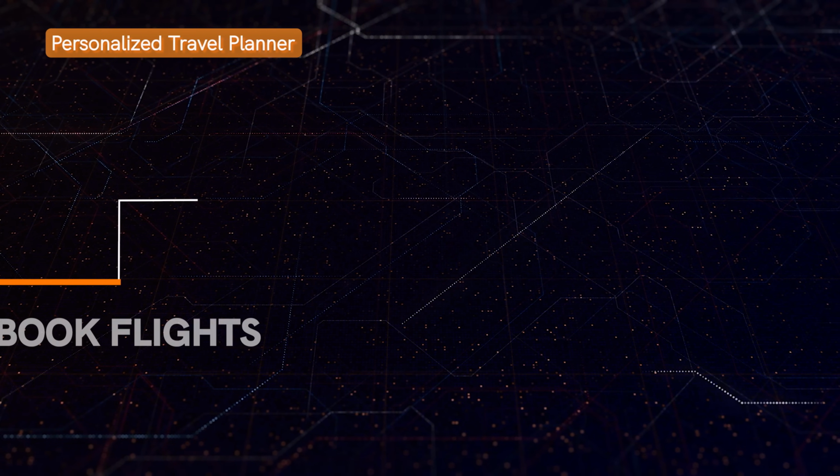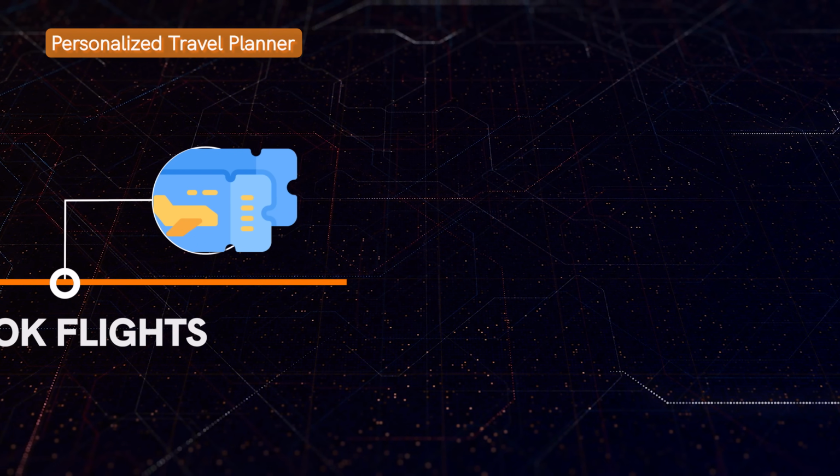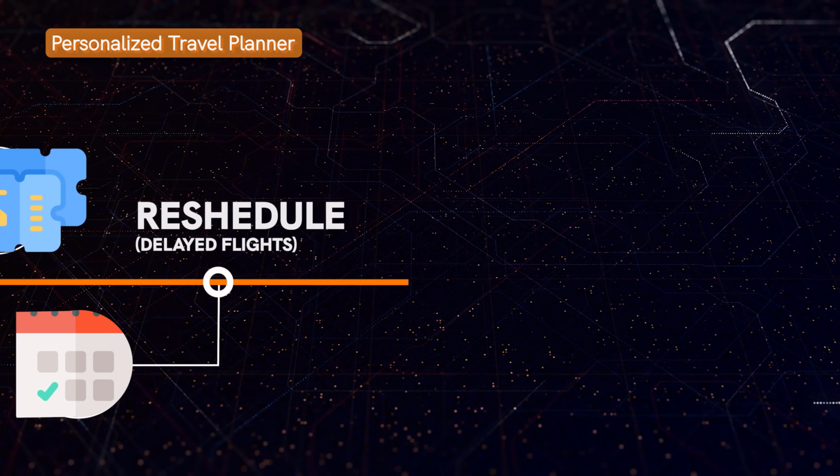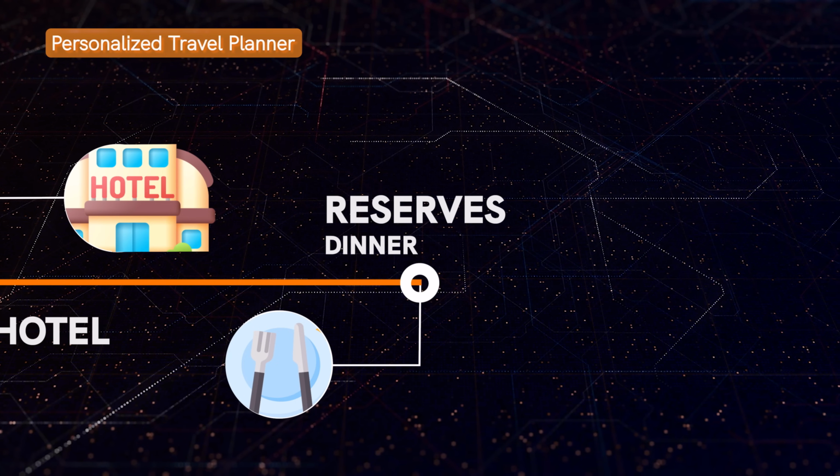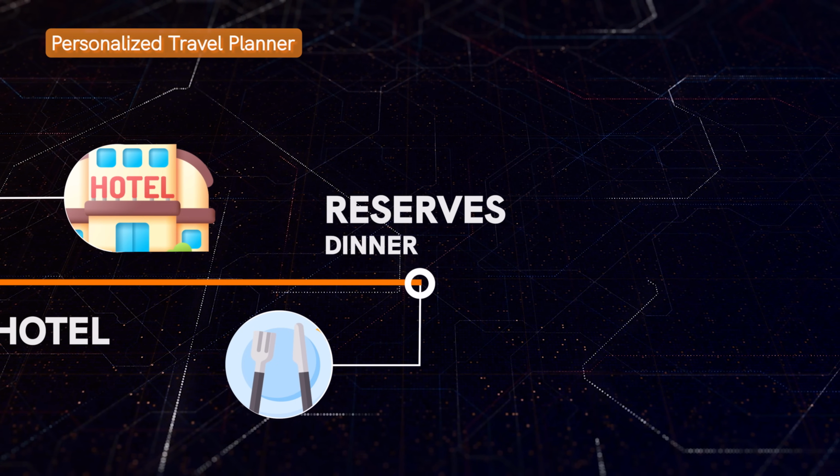Rather than just suggesting flights and hotels or places to visit, it can actually book that accommodation for us. It can book the flights, it can reschedule them if it gets delayed, it can book a hotel, it can make reservations for dinner. It has access to various tools and can actually take actions to achieve the result rather than simply recommending things or just giving us a block of text.